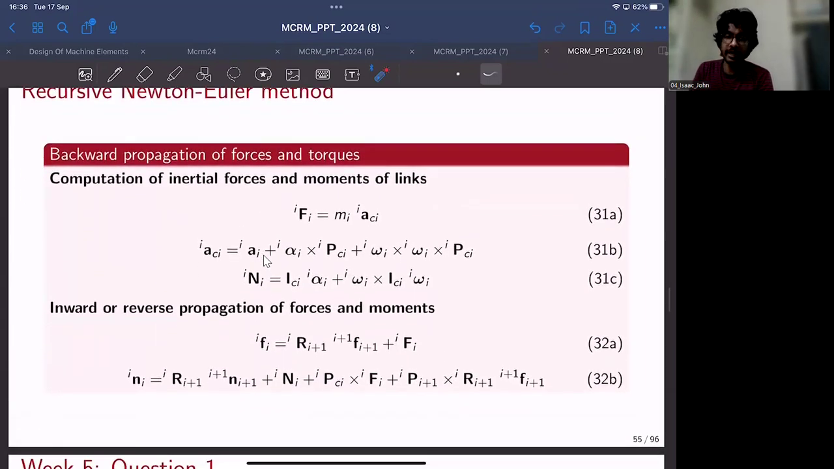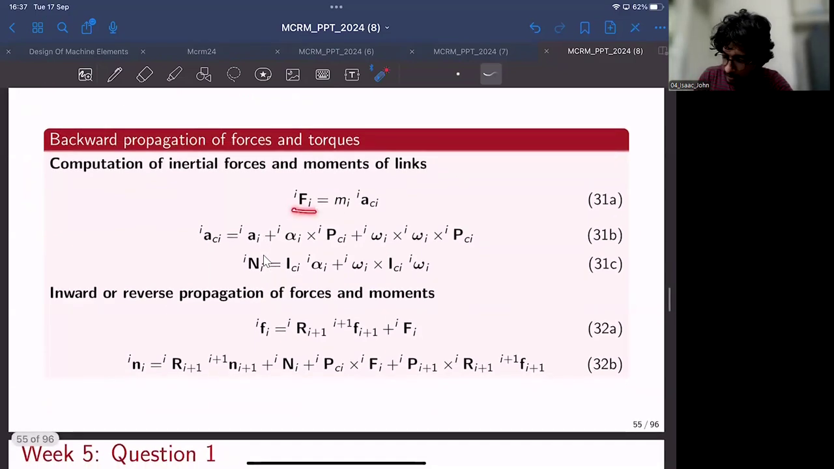And after that, once you estimate or propagate the accelerations, now you back propagate the forces. The first force, or the extreme force, would be at the end effector. If your robot is holding a payload, that payload would exert some forces on the end effector, and that needs to be propagated from the end effector all the way to the base using this back propagation.